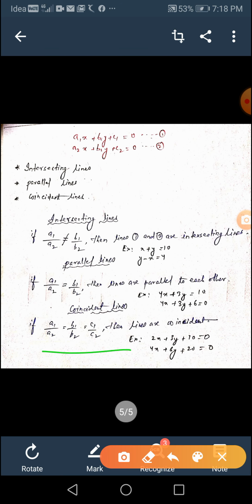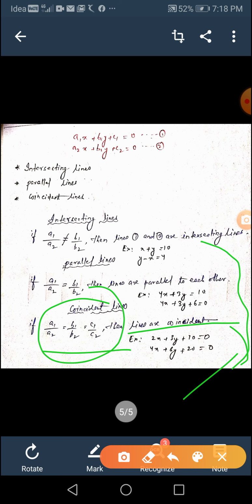And the third one: if a1 by a2 equals b1 by b2 equals c1 by c2, all are equal, then the straight lines are said to be coincident lines. I have given examples of that also. You can check: 2 by 4 gives half, 3 by 6 gives half, 10 by 20 gives half. So these straight lines are coincident lines. If you represent these three examples on graph paper, then you will understand properly.